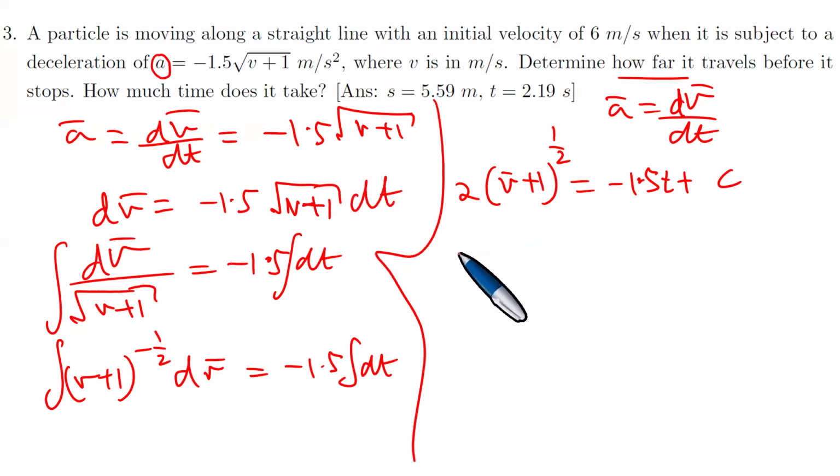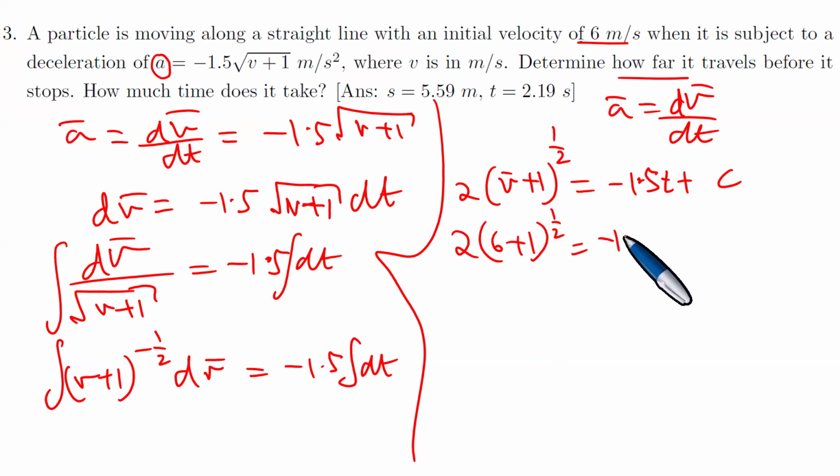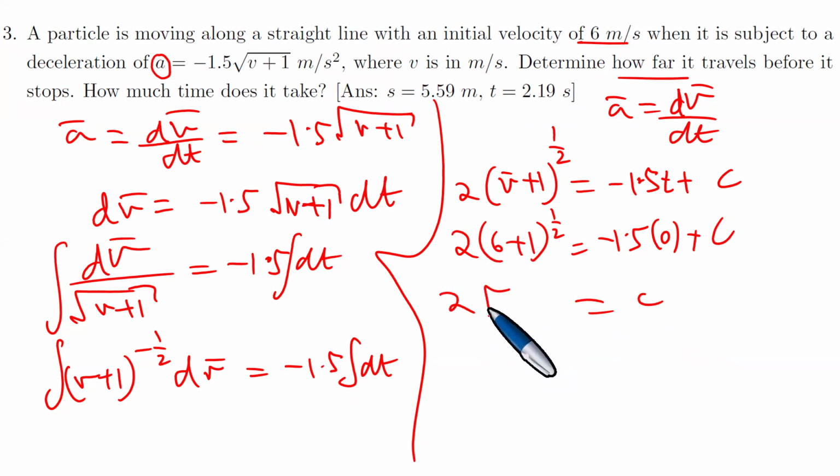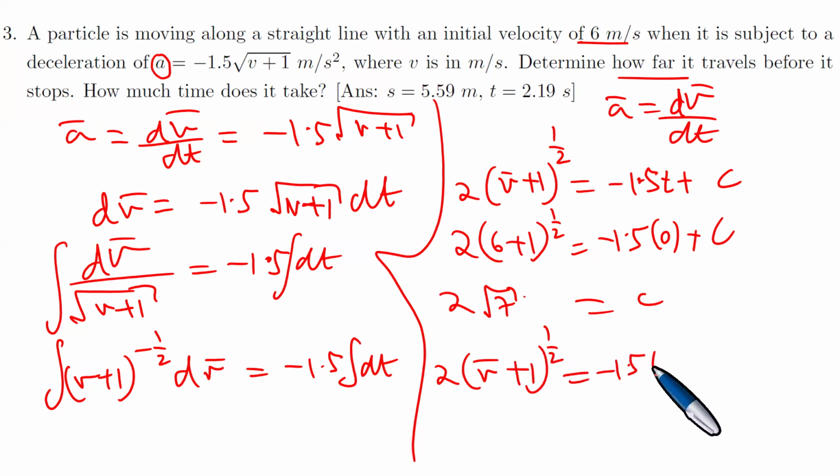But we reasoned together that initially the velocity was 6 meters per second, and the time was 0. So you have 6 plus 1, and the time was 0. Meaning c is equal to 2 times the square root of 6 plus 1. It's indeed 2 square root of 7. Right. We're good. With this, it means that we can come to this equation and say (v plus 1) to the 1/2 equals minus 1.5 t plus 2 times the square root of 7. Check this.